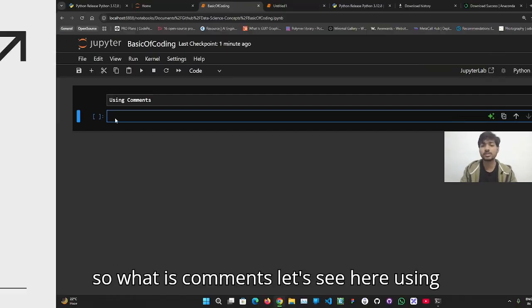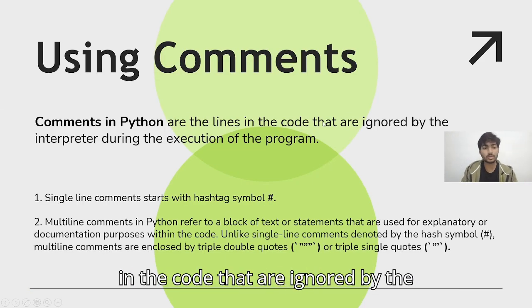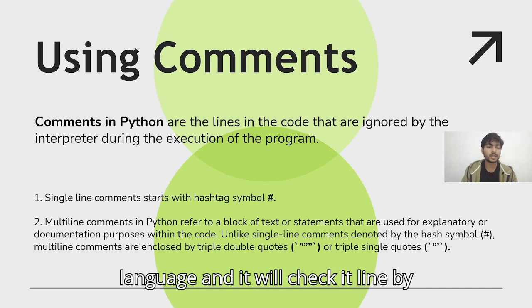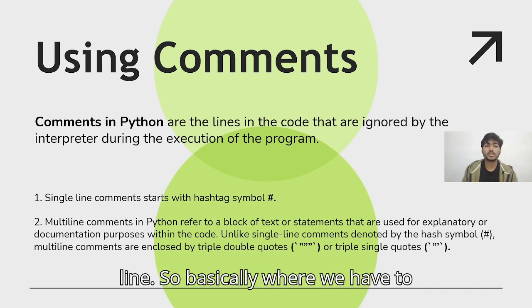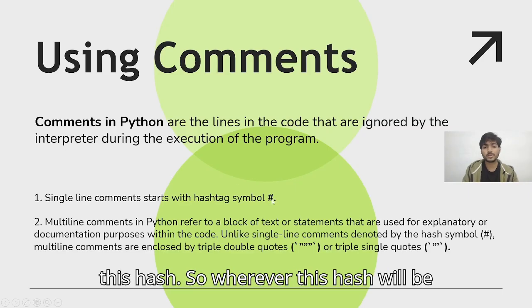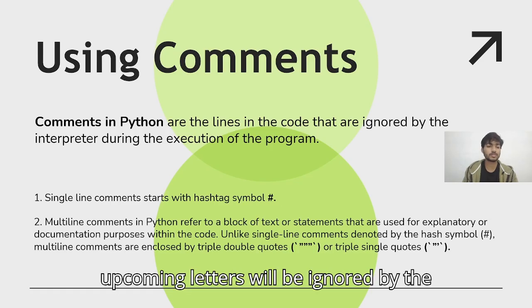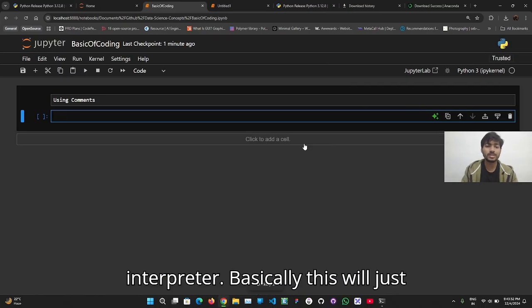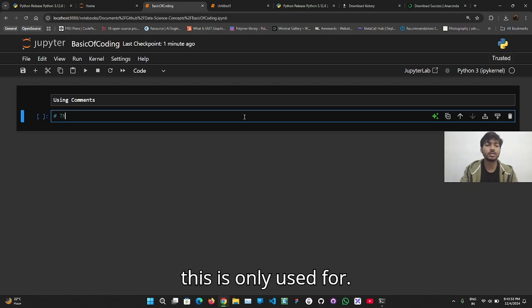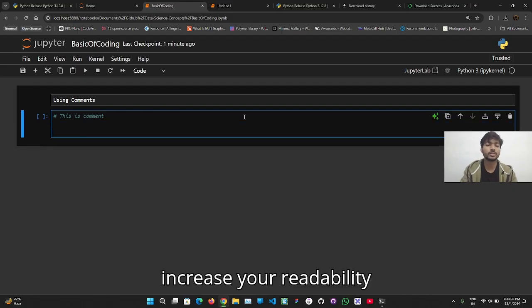So what are comments? Comments in Python are the lines in the code that are ignored by the interpreter. Python is an interpreted language, and it will check it line by line. So where we have to comment, we declare the symbol hash. Wherever this hash is found, the upcoming letters will be ignored by the interpreter. This is only used for documentation of your code, and it will increase your readability.